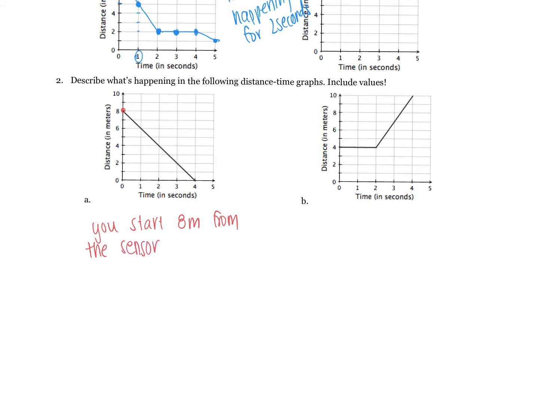Okay? Then we are walking, my graph is going down. So that means you walk toward, right? Because we're going down, we're getting closer to the sensor. You walk toward the sensor.